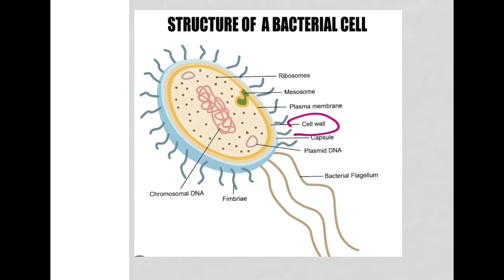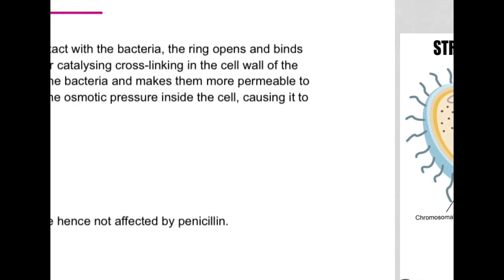So this is the structure of a bacterial cell, and you can see the cell wall over here. The cell wall is a rigid structure, and it gives the shape to the bacterial cell, and it also protects the cell from the internal pressure due to water present here. So there's water and minerals in the bacterial cell, and the cell wall will prevent the bacterial cell from bursting.